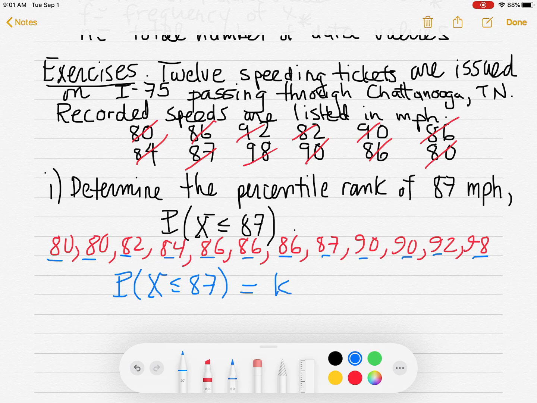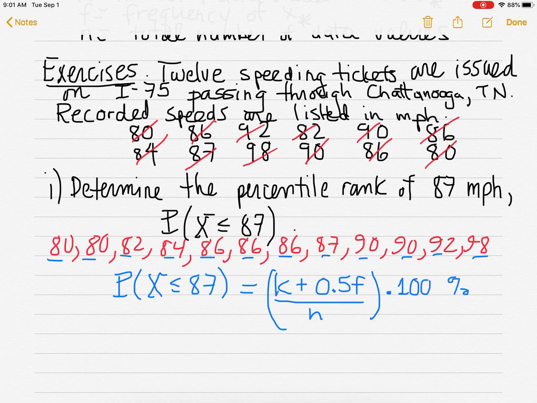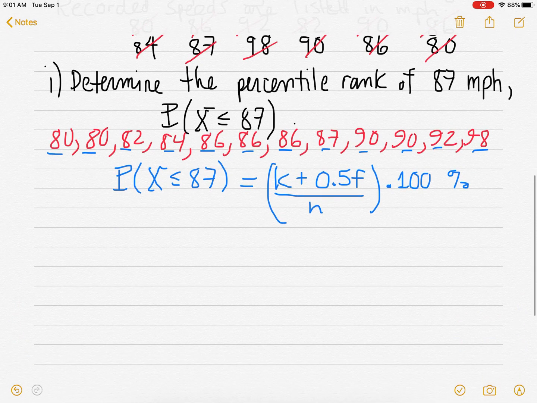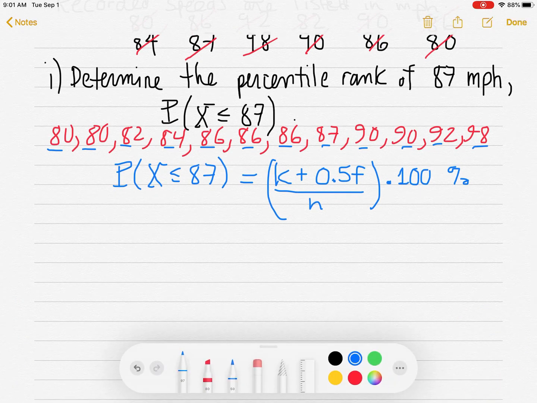Now remember, your formula says you take k plus 0.5 times f, divide by n, and multiply that by 100, and then you plop a percentage sign. So what we've got to figure out is what's the k, what's the f, and what's the n here? Okay, k, I'm going to write that down in yellow.